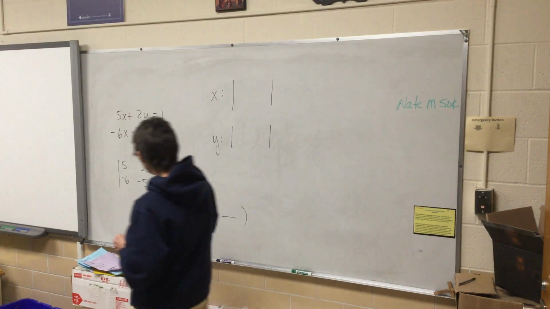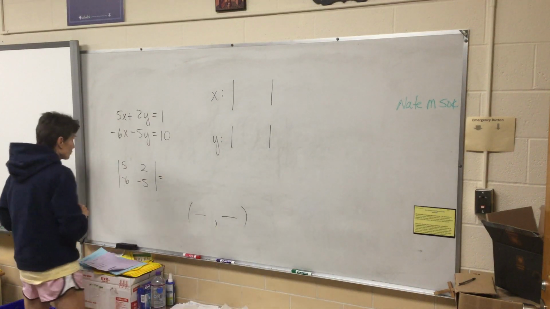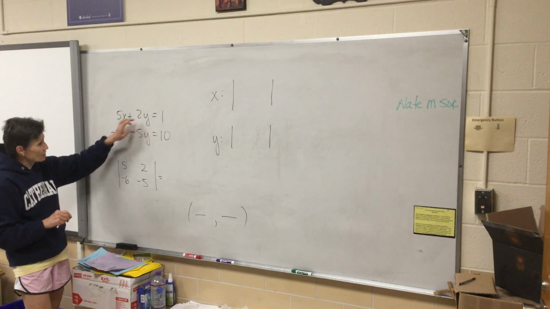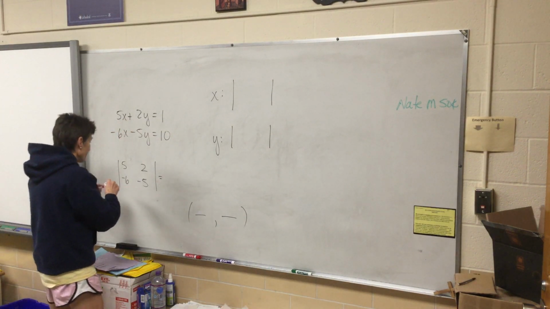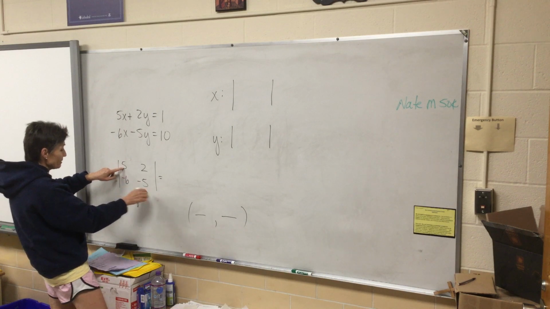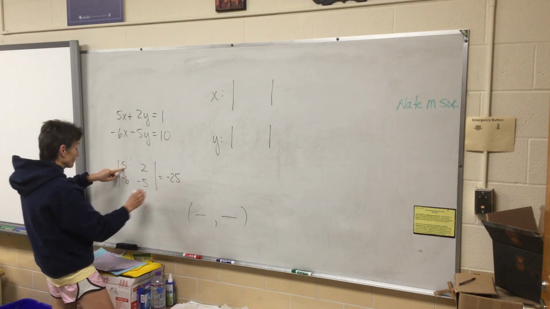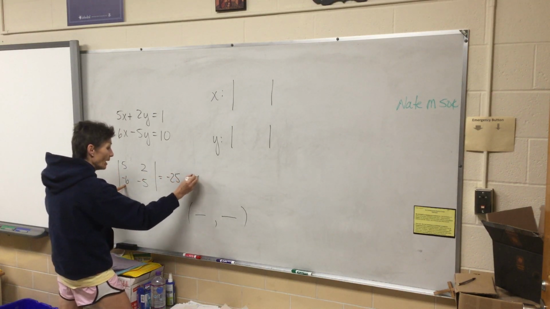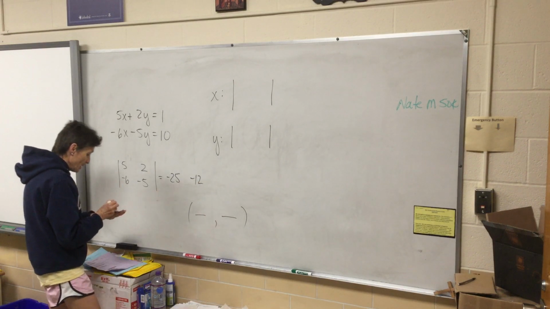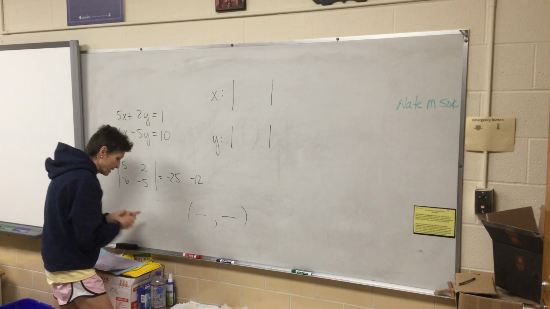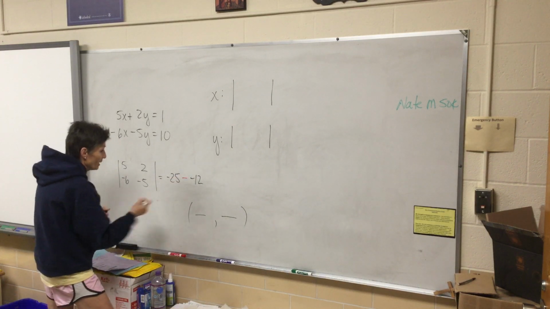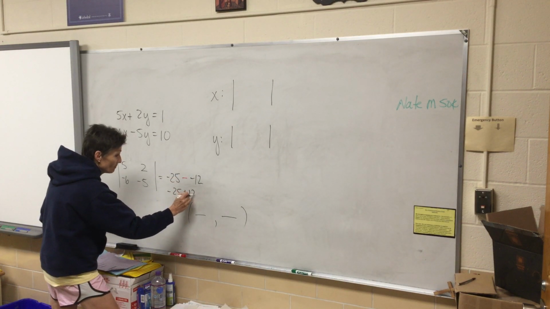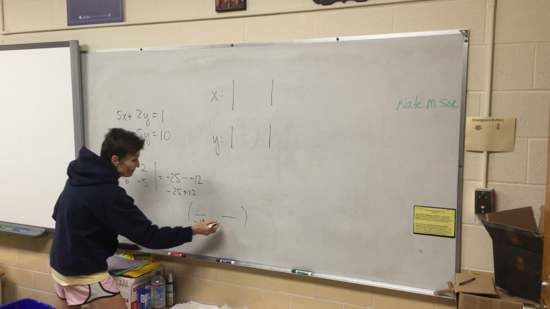Tell me when you get your denominator figured out. Remember, your denominator comes from the coefficients. My denominator was 13. All right, let's check it out. We get negative 25 and negative 12. And since we are subtracting, that's going to become negative 25 plus 12. I got negative 13, Vincent.